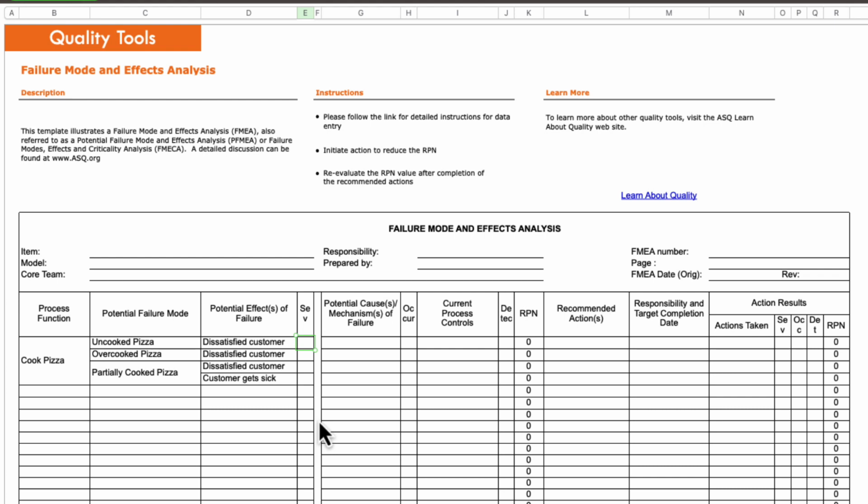Certainly it's not good, so I might put a 6 there. You might think differently, especially if you look at the scale. Now, again, I'm going to put 6 there because it's a dissatisfied customer. Again, we can put a 6. And by the way, this is normal.